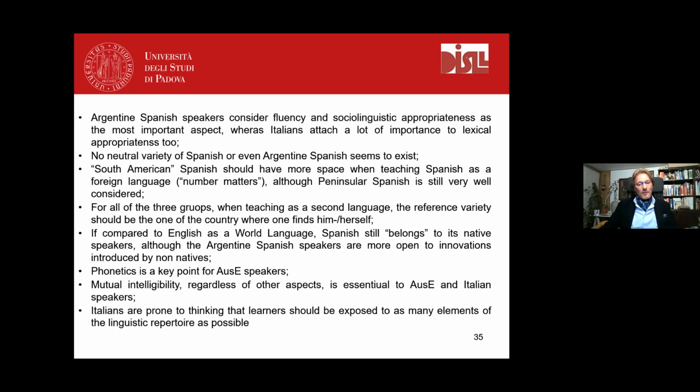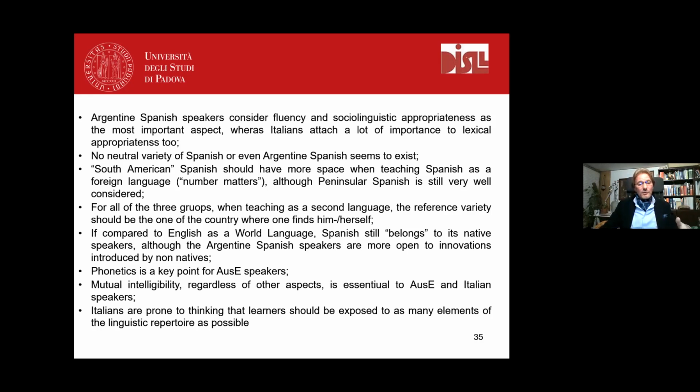If compared to English as a world language, Spanish still belongs to its native speakers. And this is something very important when you compare Spanish and English as world languages. This is something that I didn't tell you about, but perhaps some of you will already know. The relation between native and non-native speakers of English is currently 1 to 5. For every native speaker of the language, there are 5 non-native speakers. So this has, of course, a strong impact on what it means to know the language and on the language itself in the end. Whereas Spanish is still spoken by more native speakers than by non-native speakers. And of course, this indicates that the language basically still belongs to its native speakers. Although the Argentine Spanish speakers are more open to innovations introduced by non-natives than other speakers of the language.